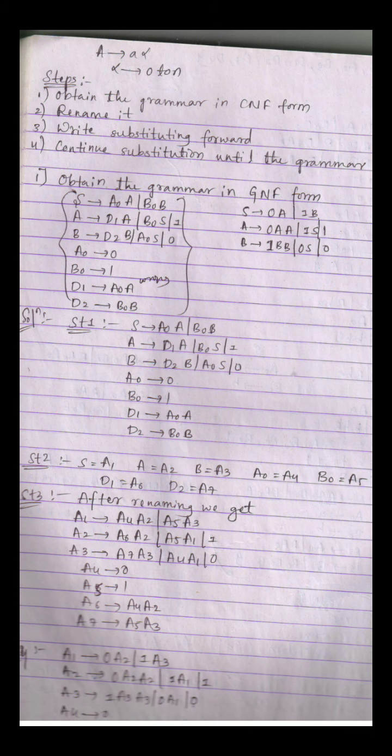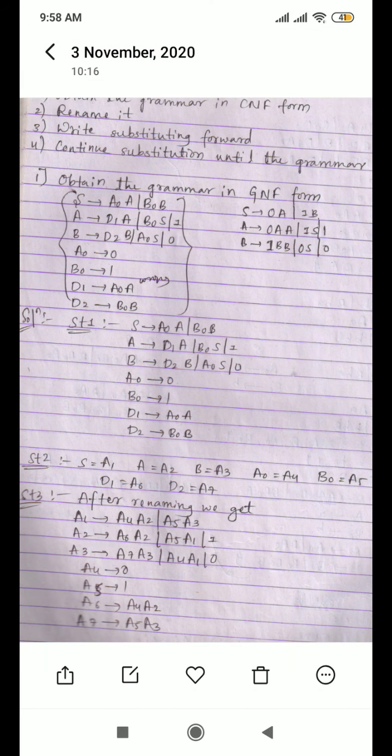The second step is renaming. The third step is substituting. The fourth step is to continue the substitution of the grammar until the right side has only one terminal followed by zero or more non-terminals. Then the grammar is in GNF form. So these are the steps.